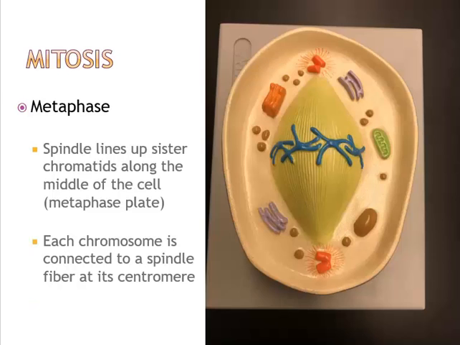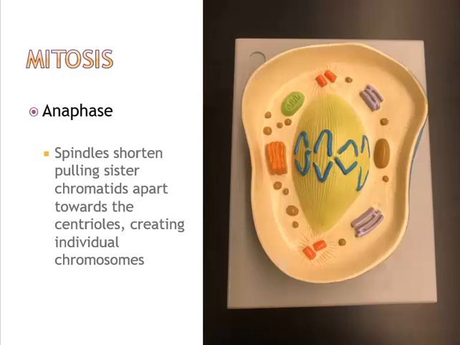Next we have metaphase. So when I think of metaphase, I always think of middle, because our spindle lines up the sister chromatids along the middle of the cell. This is also known as your metaphase plate, the center. Each chromosome is connected to a spindle fiber at its centrosome. Then we have anaphase. Anaphase is essentially when the chromatids are pulled apart. So the spindles shorten, pulling sister chromatids apart towards the centrioles, creating individual chromosomes.